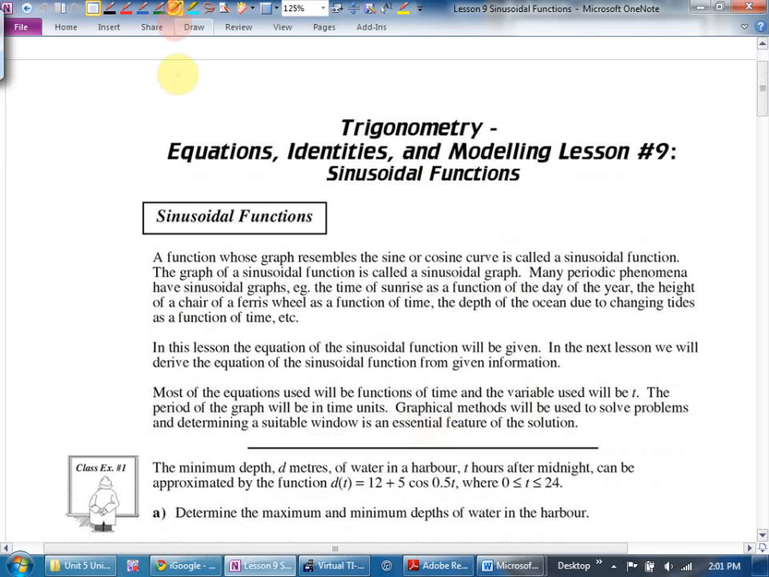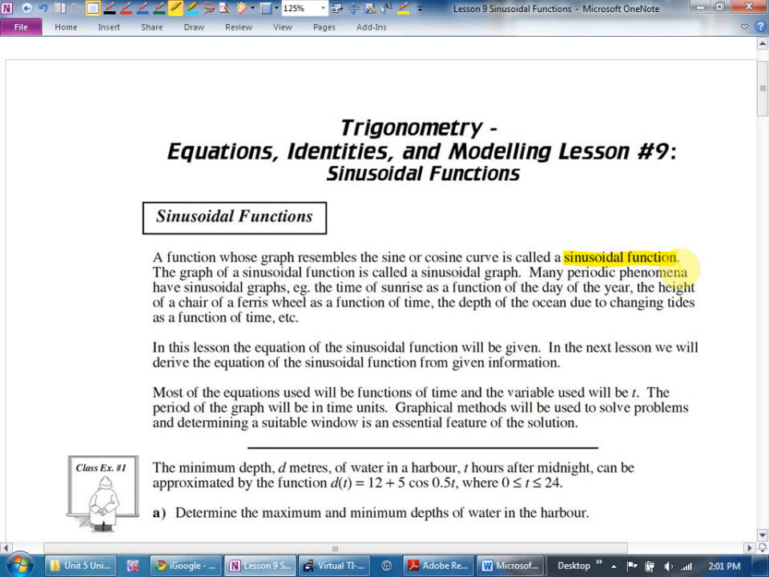A function whose graph resembles sine or cosine is called a sinusoidal function. Now, kids get confused, Blaine, because it says sinusoidal. They think, oh, it's got to be a sine function. Actually, sine or cosine, which both have the word sine in them, by the way, are sinusoidal functions. So sometimes you'll be trying to get a sine graph when it's way easier to do a cosine graph. In fact, the most common one we're going to end up using is negative cosine, because most applications start out on the ground. And negative cosine is the graph that starts out down low.